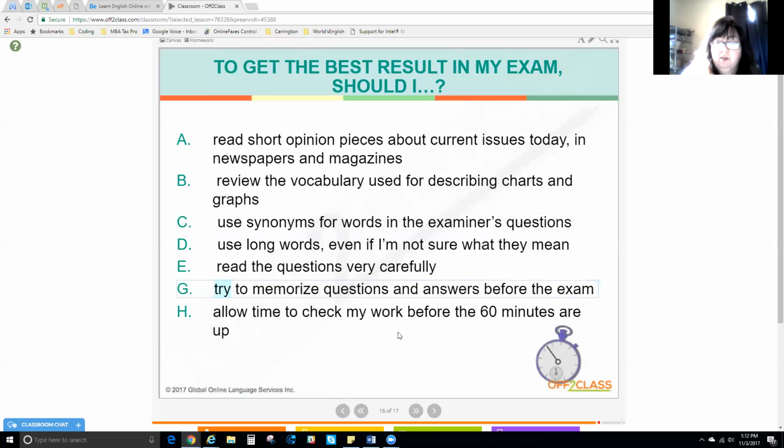Okay, allow time to check my work before the 60 minutes are up. By all means, if you can get done before the 60 minutes are up and you have extra time, you can check your work. And the time management is a huge, huge deal. It's highly important. And one of the things we do in the classes, in the lessons, is we practice, practice, practice. And we encourage you to practice with a timer so that you get used to the amount of time you have to complete these.